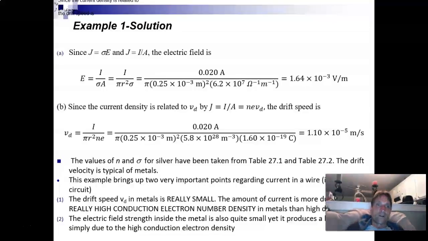So that pretty much ends this first half of the chapter. We're going to finish chapter 27 tomorrow, which is Thursday. This is a pretty short chapter. It's pretty easy. And then we move on, using this and the last chapter as our building blocks for circuits in the next chapter.